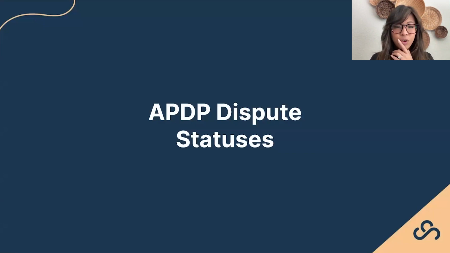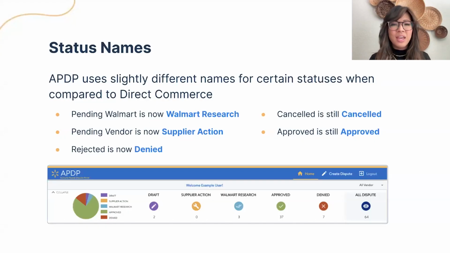Okay, so moving on, we've kind of talked about the actual tactical side on how you literally go in, log in, and submit a dispute. After, we want to kind of talk about what happens after that dispute gets submitted. So APDP has multiple statuses, as we kind of talked about, for the disputes. And we call out here kind of the difference between APDP and direct commerce. But if you're moving from settlement to individual disputing, kind of all you need to know are these names in the bolded blue.